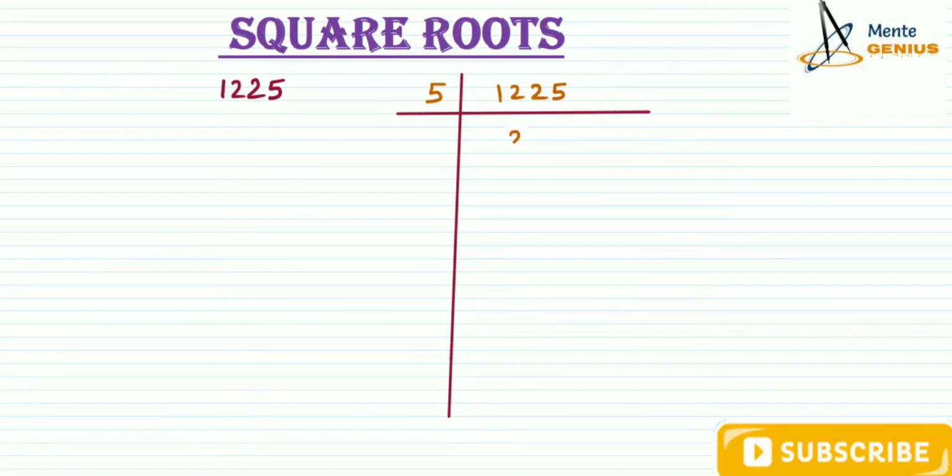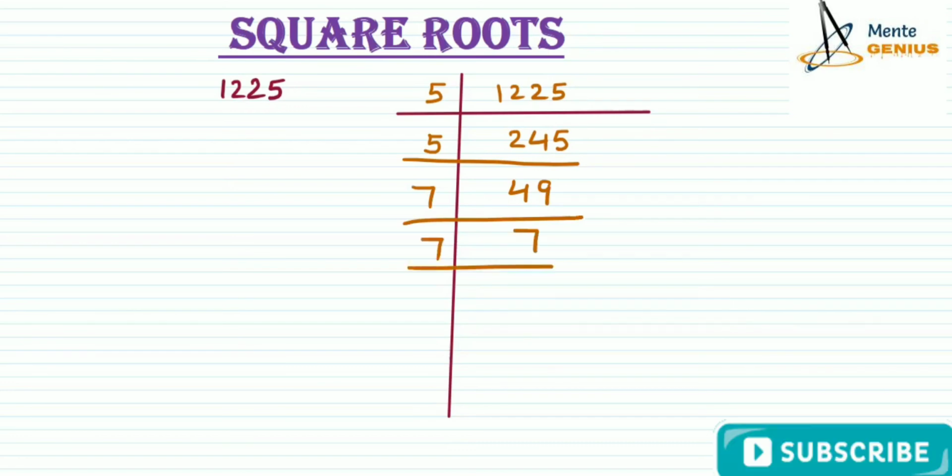5 2s are 10, right? 2, 2 22, 5 4s are 20, 2 5 25, 5 5s are 25, right? Again we are dividing it by 5. 5 4s are 20, 5 9s are 45. Now 49 can be divided by 7, and 7 times 7 is 49. Now 1225 can be written as 5 times 5 times 7 times 7, right?